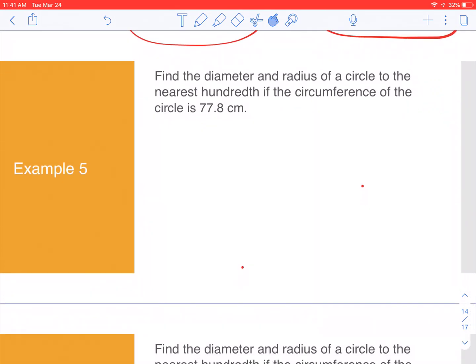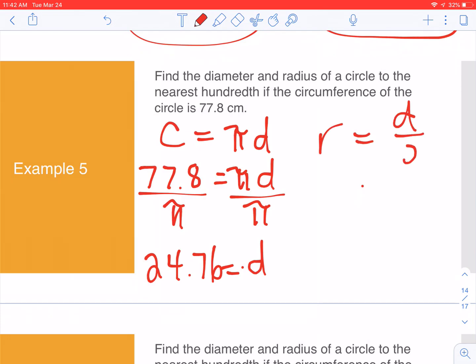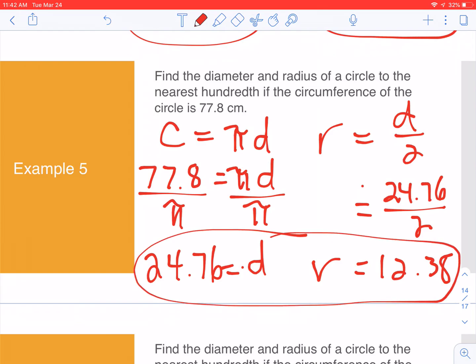We'll do one more of these. Okay, so we're going to start out with circumference equals pi d. 77.8 is the circumference, equals pi d. Divide both sides by pi. 77.8 in my calculator divided by pi, remember you use the pi key, equals 24.76. Now I just take half of that, or if you like to use this equation over here, radius equals diameter over 2, 24.76 divided by 2, radius equals 12.38. And those are my two answers. Sorry, my R is kind of sloppy down there.